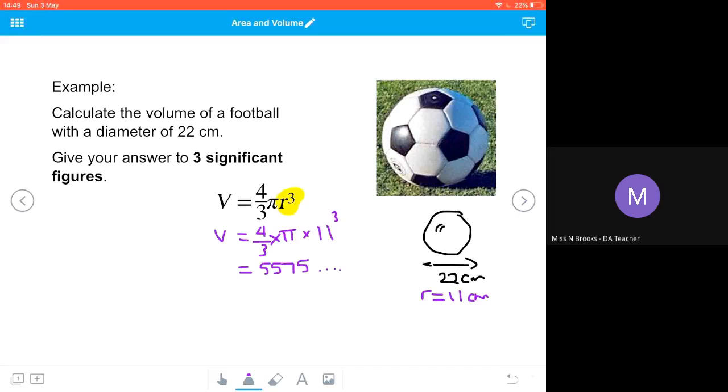Remember, if I'm being asked to round to 3 significant figures, I need at least 4 significant figures in my unrounded answer. Then I'm going to work out which number I'm looking at rounding to. So my first significant figure is the 5, my second significant figure is the next 5, and my third significant figure is that 7. So therefore it means that I'm using the 5 afterwards to decide what I'm going to round the 7 to. 5 or more means I'm going to round up. So I'm going to round to 5,580, and it's cubic centimeters for my unit.